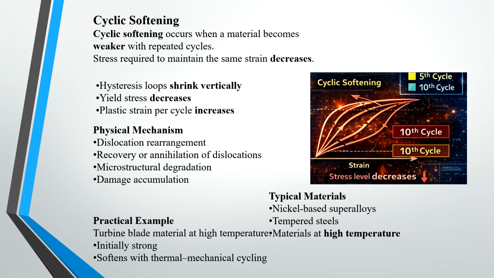So what are the common materials? If you see the nickel-based superalloys, tempered steels, and materials at high temperatures, you can see the softening behavior at elevated temperatures. If you go beyond 600 and above, we observe this type of cyclic softening. So the practical example here is the turbine blade material at high temperature. Usually the turbine blades undergo very high temperature. So initially those materials are strong, but after a few cycles it softens with thermomechanical cycles. These are some of the practical examples.